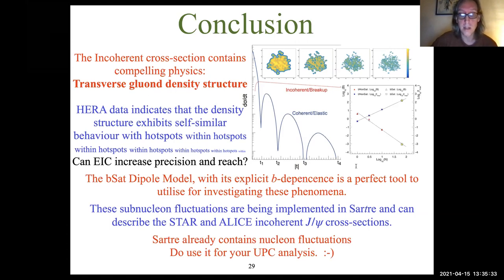So we are in the process of implementing all this into Sartre. And Sartre can describe STAR and ALICE incoherent and coherent J/psi cross-sections, I would say even surprisingly well. So yeah, use it. Sartre already contains nuclear fluctuations anyway. RHIC STAR is using it, and looking at the LHC, you can also use it. Right, thank you.